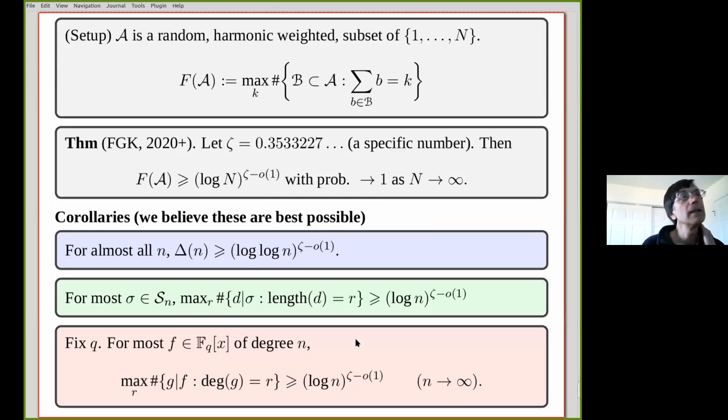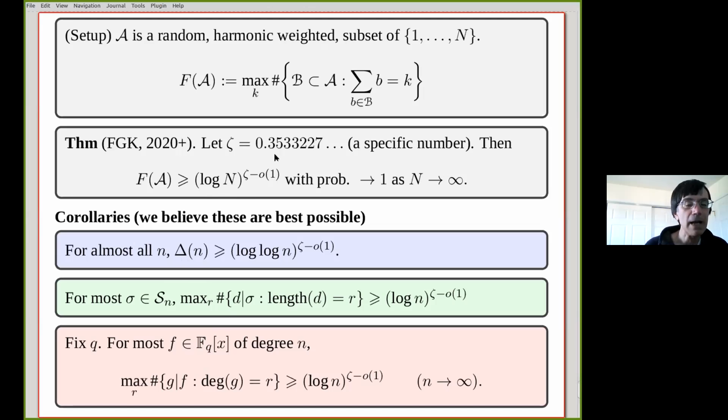So then our main problem is to take this random subset, let's say up to n, and study the statistics of this concentration function. What we proved in this paper, which was a very long technical proof, is that within the set 1 through n, we have a concentration at least log n to a particular power, and that power is about 0.353. As easy corollaries, we achieved a lower bound on the delta function for almost all n, and corresponding analogs for permutations and polynomials, which followed in just a few lines once we had this main theorem here in gray.